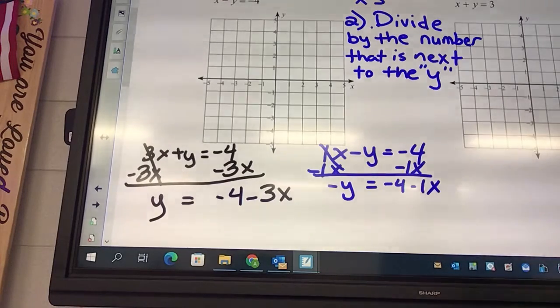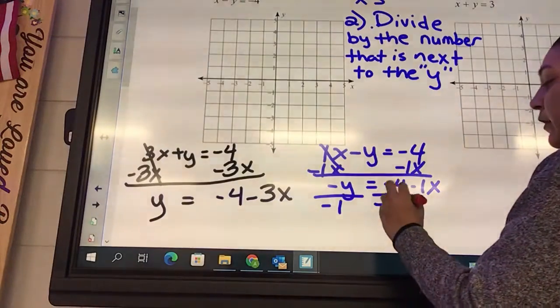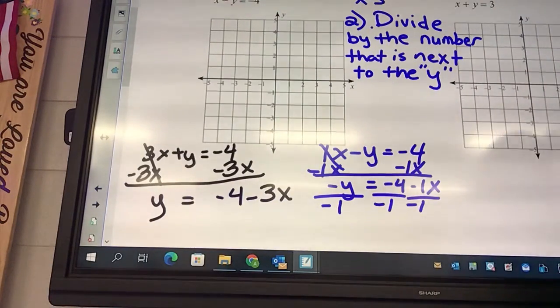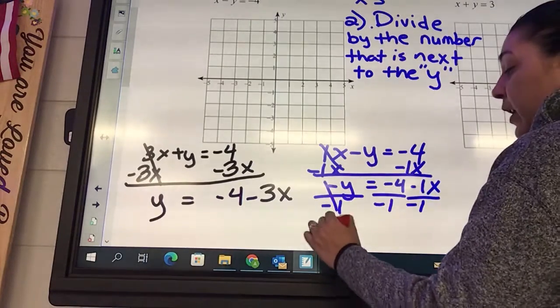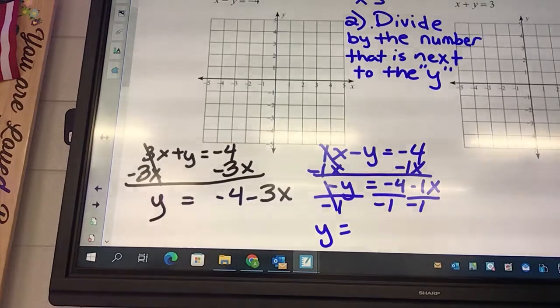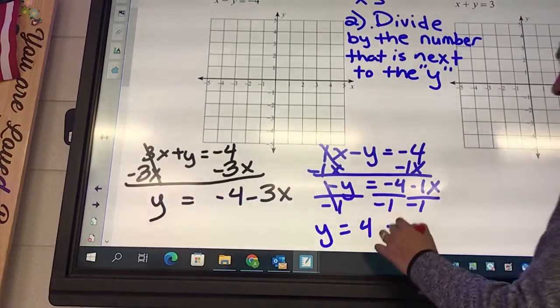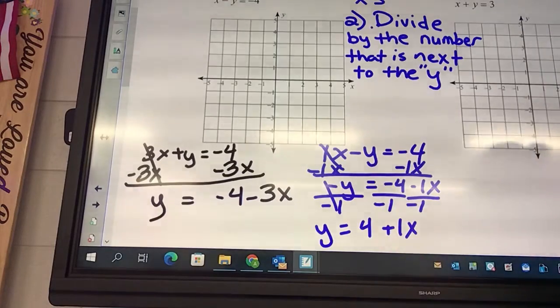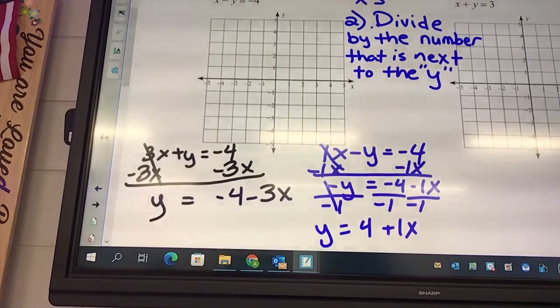Okay, and then I got to divide by the number that is next to the y. In this case, it's a -1. So everything's just thrown in the box. Yeah, so it's kind of just going to change the signs. So we got y equals, what is -4 divided by -1? 4. -1 divided by -1. +1. Okay, and now these are both ready to be graphed.